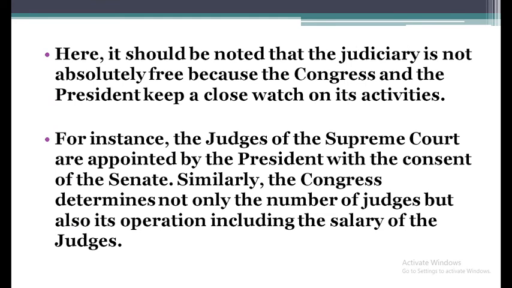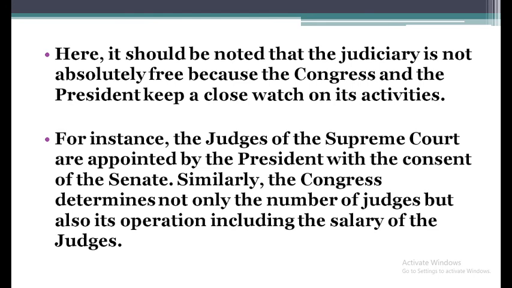Here, it should be noted that the judiciary is not absolutely free because the Congress and the President keep a close watch on its activities. Constitutionally, it is independent from the Congress and the President, but at the same time, it is not absolutely free. For instance, the judges of the Supreme Court are appointed by the President. The Supreme Court cannot appoint its own judges.